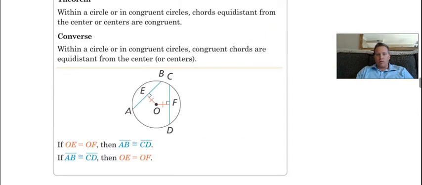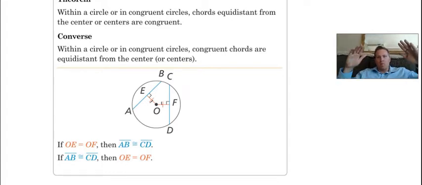Okay. Next one says within a circle, chords equidistant from the center or centers are congruent. So again, remember, from a line to a point, the quickest way to get there is a 90-degree angle, to go perpendicular. So if these chords are both perpendicular to there, then they are equidistant, so they would be congruent. And then the converse would be the same as well. So within a circle, if chords are equidistant from the center, then these chords would be congruent.